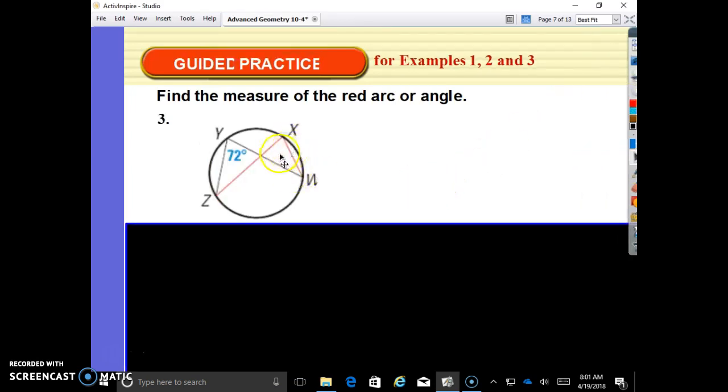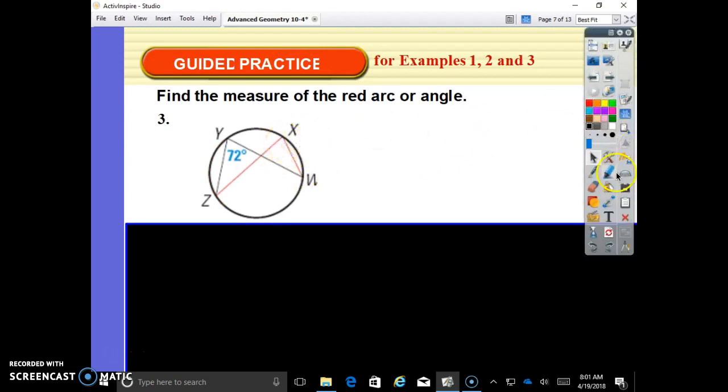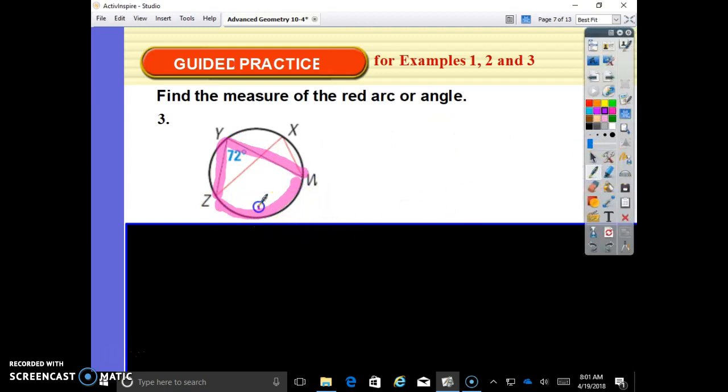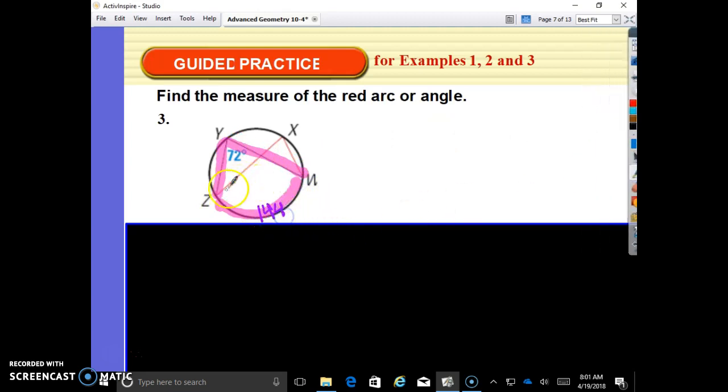Find the measure of this angle right here. It is 72, because if this 72-degree angle opens up to this arc, which would be 144, then this angle that also opens up to 144 has to also be 72.